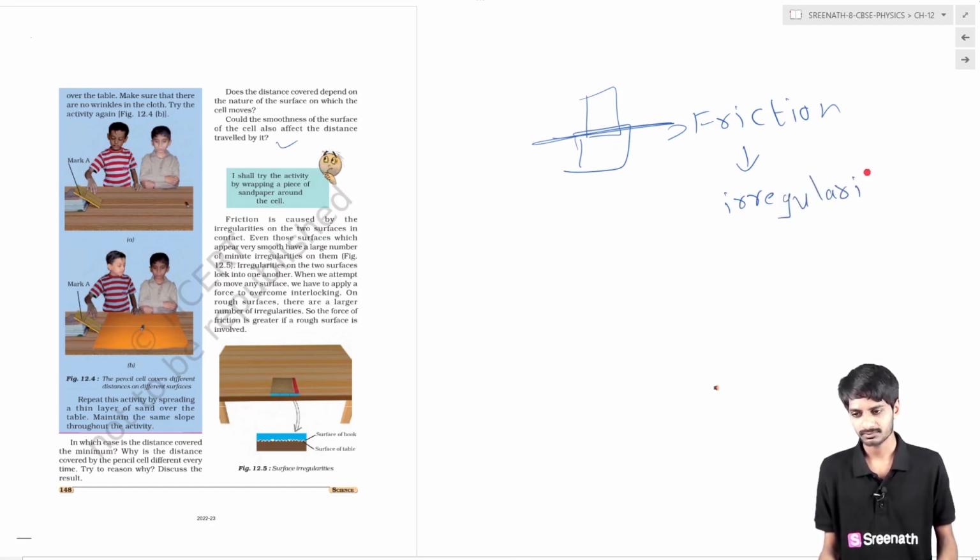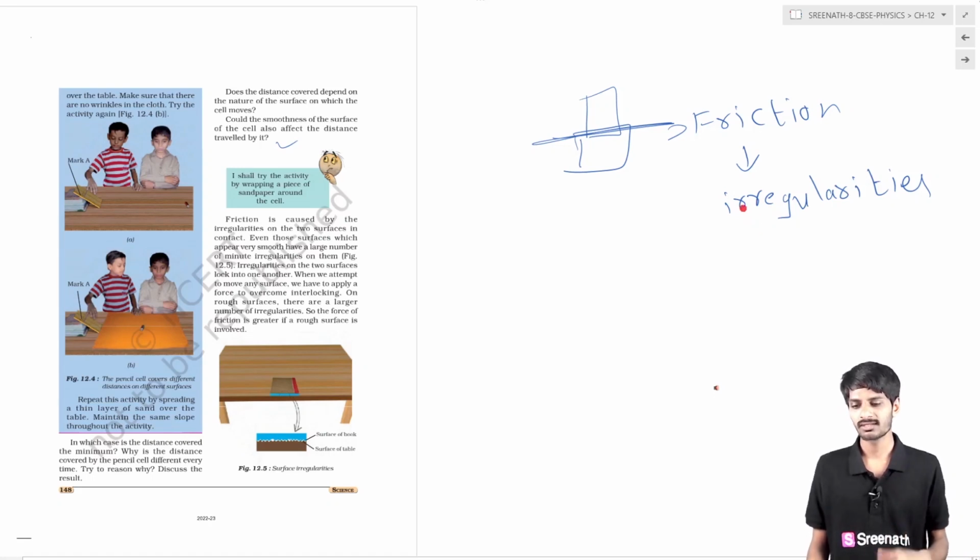If the irregularities are more, then the friction force is more. If the irregularities are low, then the frictional force is low. Why? Because smooth surfaces have fewer irregularities. That's why on the smooth surface the pen goes a long distance. In this case there is not that much smoothness, so the friction force is more. That's why the pen stopped here.